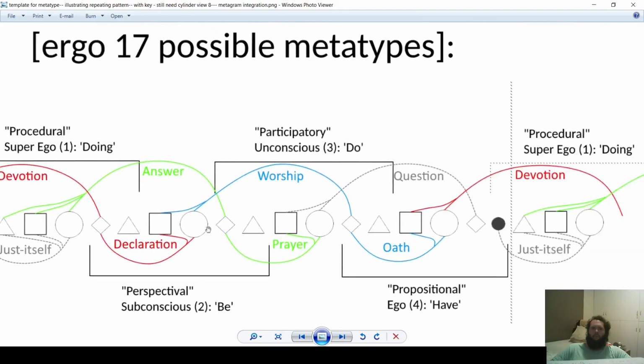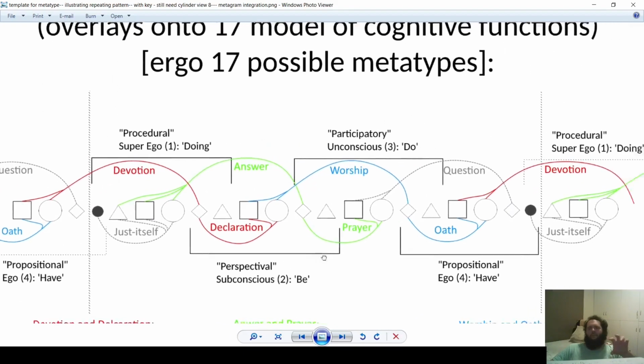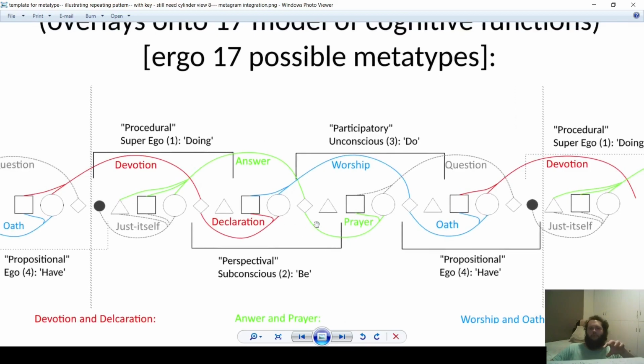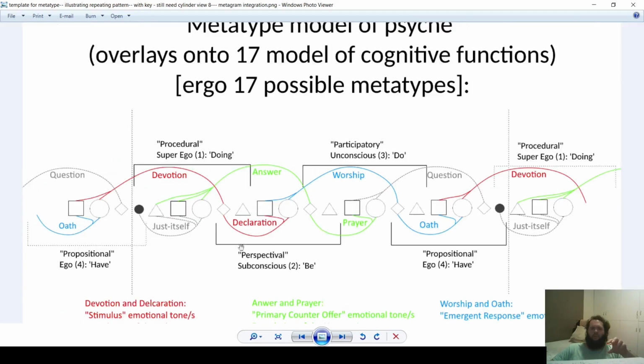It all ends up leading, I mean, the one thing which is perhaps not obvious to see here is that there are actually 2 independent circuits here. The devotion goes to the declaration, goes to the worship, goes to the oath, goes to the devotion, and the answer goes to the prayer, goes to the question, where it ends, and you could say it starts here. So this second circuit is a broken circuit, but the oath, devotion, declaration, worship, oath, that is a contiguous loop in some sense.